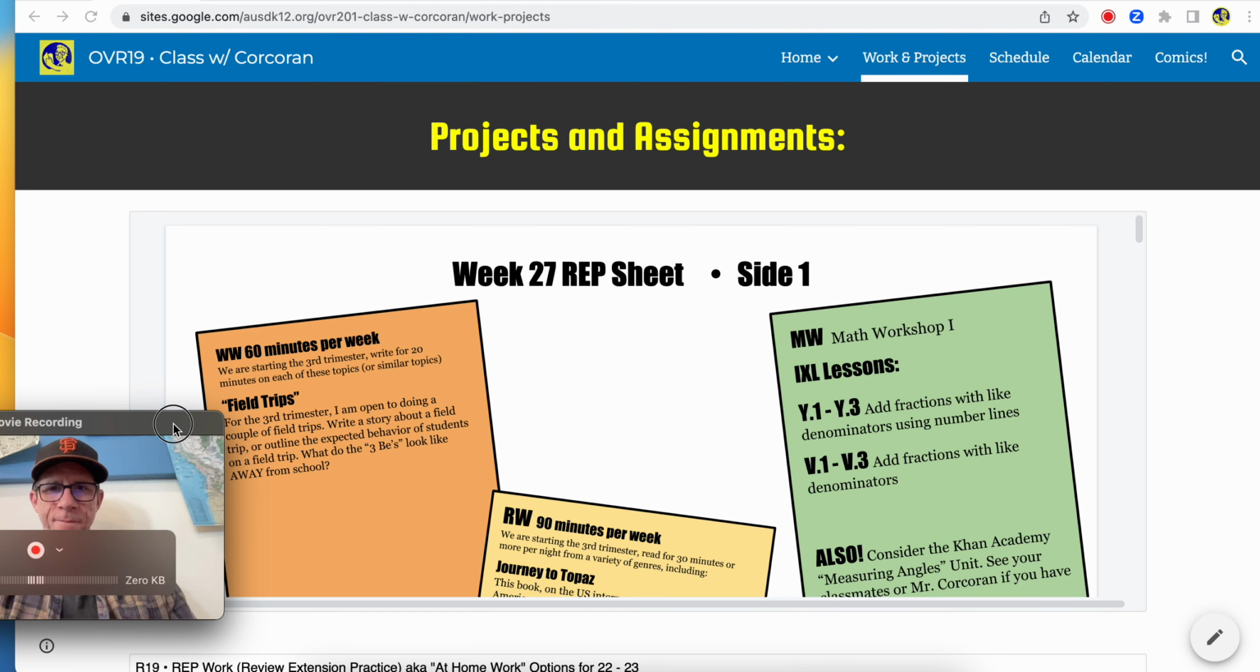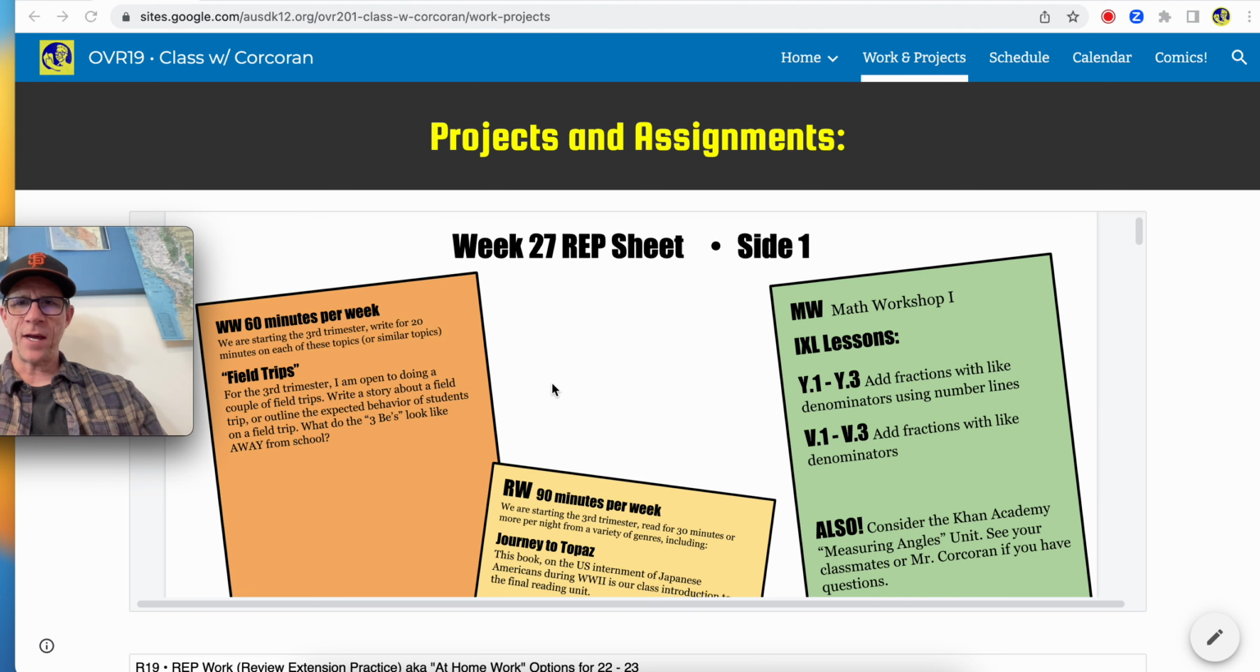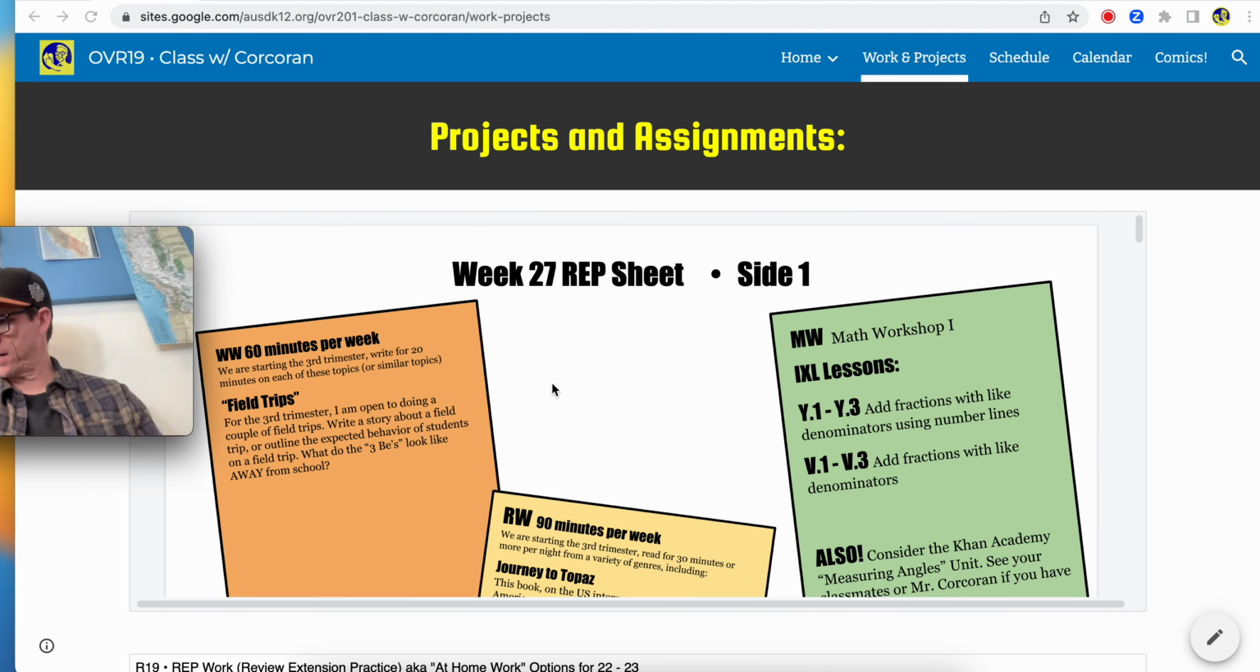Happy Monday. It is the start of week 27, and this is an overview of our rep sheet here. The students had a new rep sheet, and this is what the little notes mean.